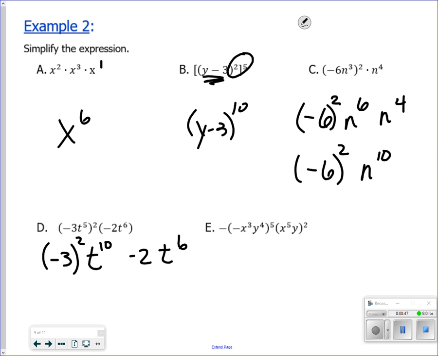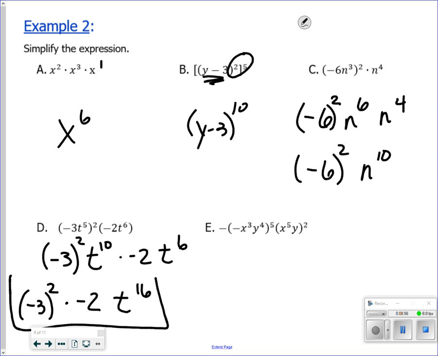Next one. So I've got -3. Remember, anytime you're taking a negative to a power, please make sure you put it in parentheses. It's equal to 10. And then I have a -2 and a t to the sixth. So there was nothing on the outside there. So I still have a -3 to the second times a -2 and then a t to the 16th. Now, later on in the chapter, anytime we have numbers, we're going to go ahead and multiply or evaluate those. But for right now, we're leaving everything with exponents.